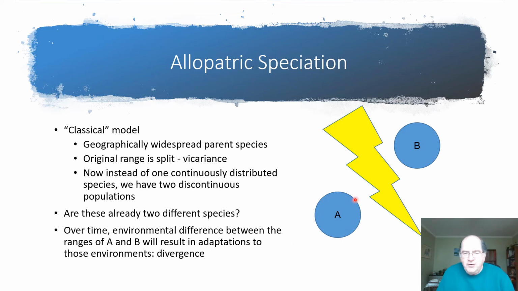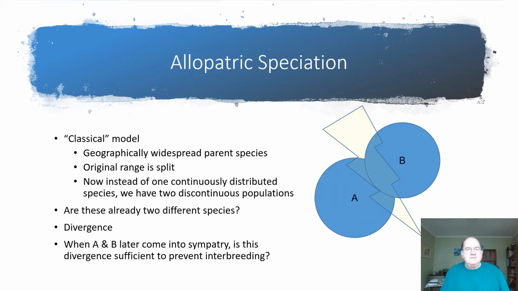So these are going to diverge, and because they're not interbreeding, the genes that appear in population A here are not going to be able to find their way into population B through the process of interbreeding. And so in our classical model, perhaps this divergence proceeds to such an extent that those two populations are no longer capable of interbreeding with one another.